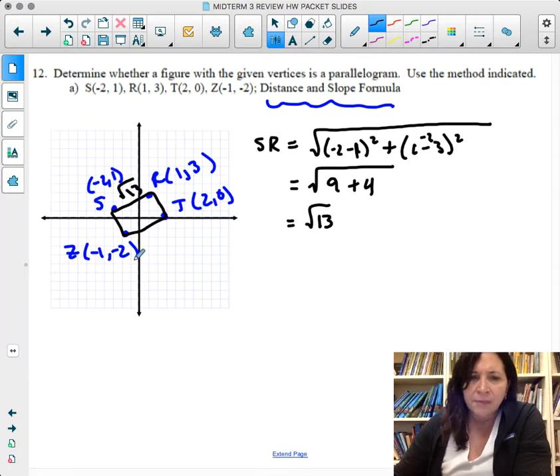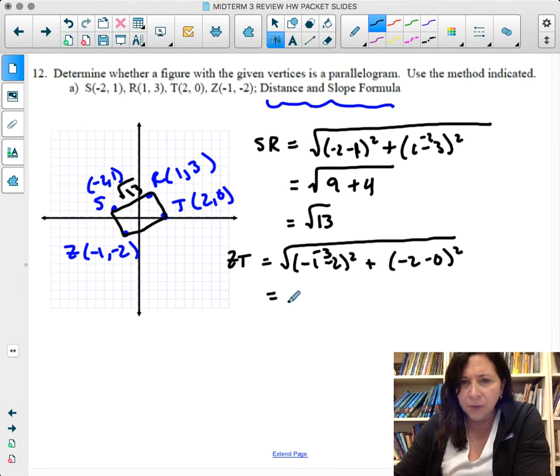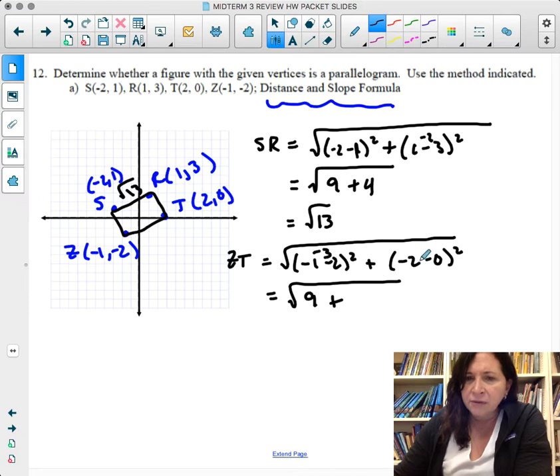Okay? Now we need to find ZT. So that's the square root of, subtract your x's, -1 minus 2, quantity squared, plus -2 minus 0, quantity squared. Negative 3 squared is 9. Negative 2 minus 0 is negative 2, squared is 4. And so that's going to be the square root of 13. So far, we have opposite sides congruent.